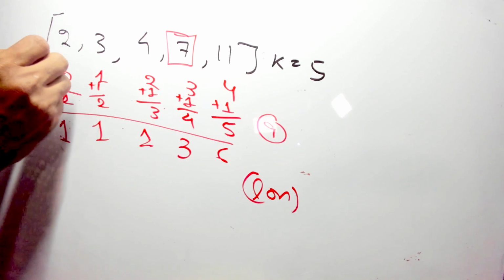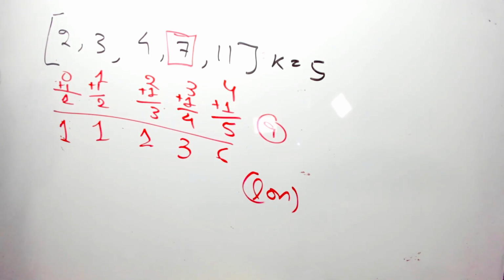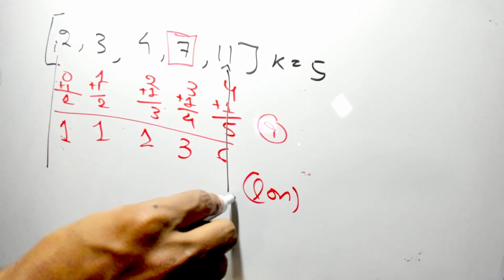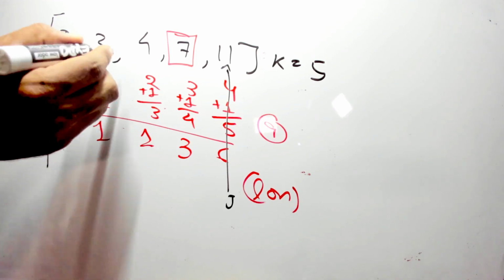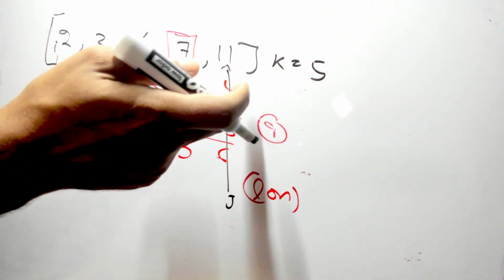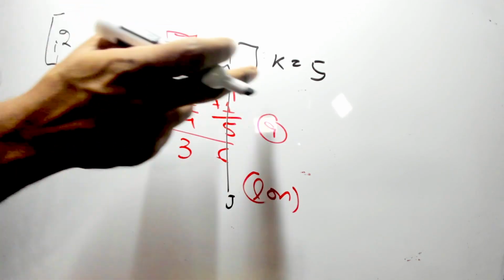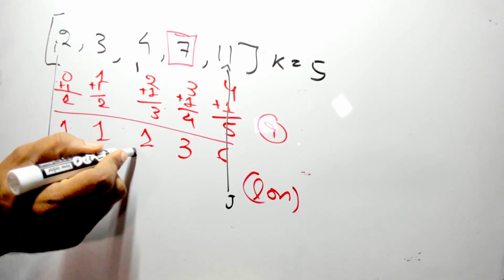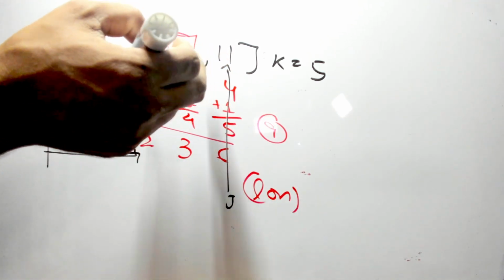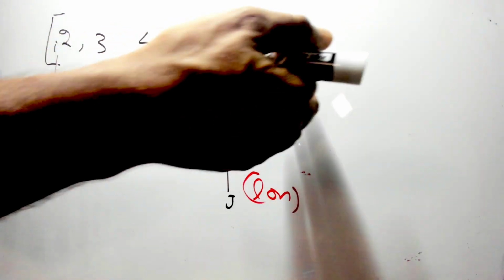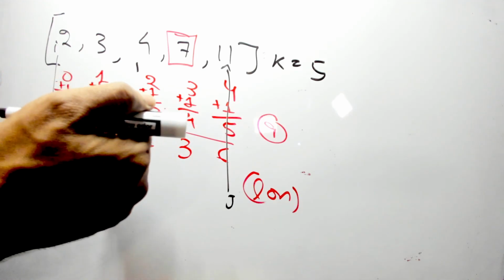So we're going to start our ith index here, and jth index here. Then we're going to find our mid. If mid is less than 5, then we're going to increase our i to mid. And if mid is greater than 5, then we'll reduce the right index to mid.